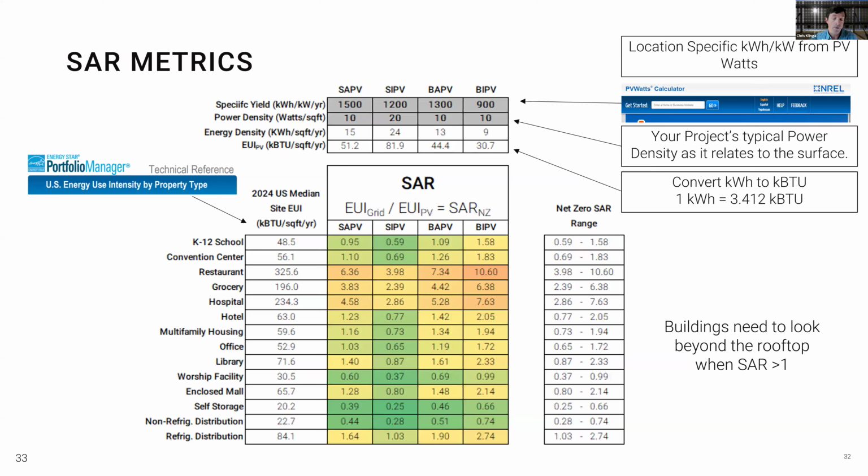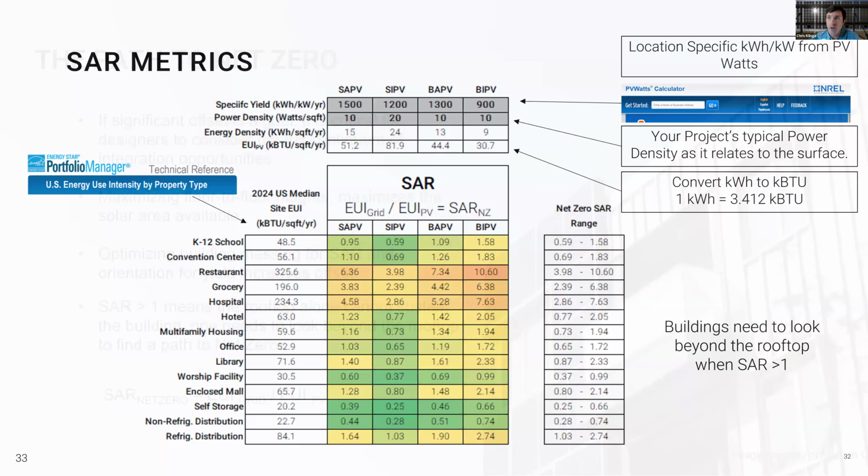Anytime you see a value greater than 1, you would need to look beyond the rooftop to achieve net zero. That's because the roof is roughly the same area as the conditioned floor area for a one-story building, and it's always less for any building taller than one story. And in the case of BIPV, we would need 1.72 times. So by combining BIPV and BAPV, we can achieve net zero. But this is a tool that gives you a sense of how much area you'd need to get there.